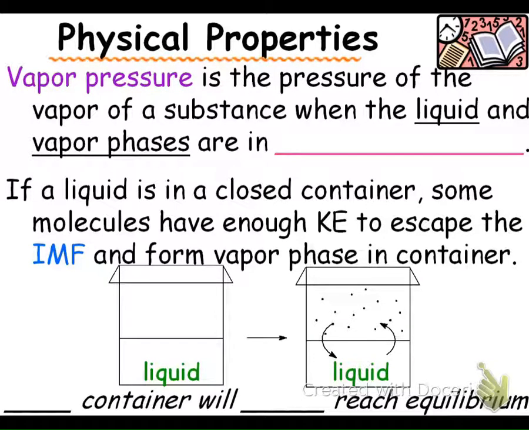Vapor pressure is another physical property that has everything to do with intermolecular forces in a liquid that we're going to talk about next. So vapor pressure is the pressure of the vapor of a substance when the liquid and the vapor phases, so vapor, gas, when the liquid and the gas phase are in what we call dynamic equilibrium. So when we think about the word dynamic, we need to be thinking about moving.